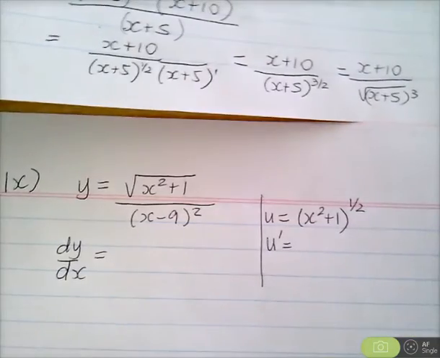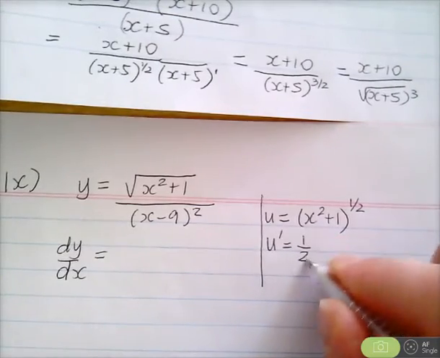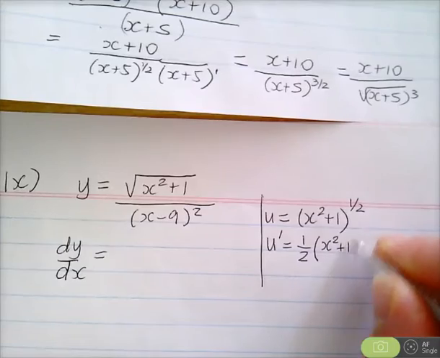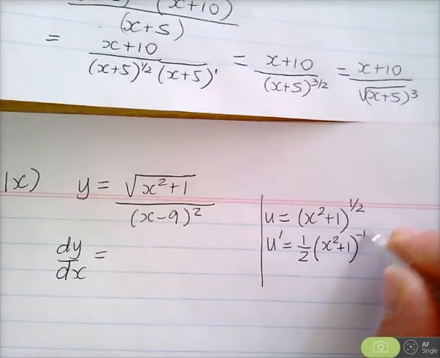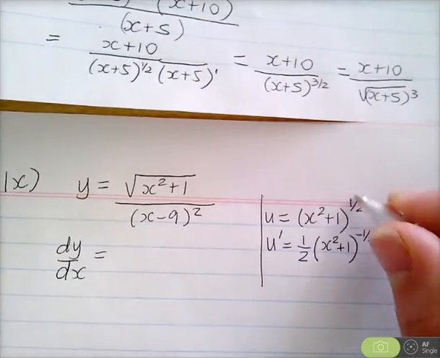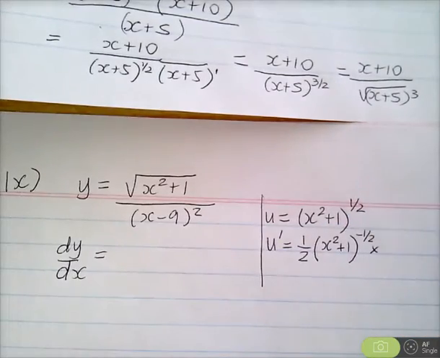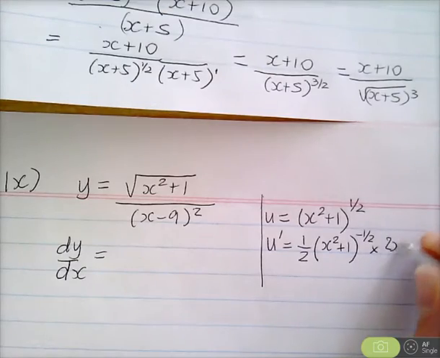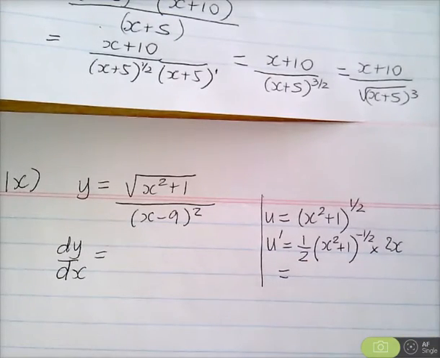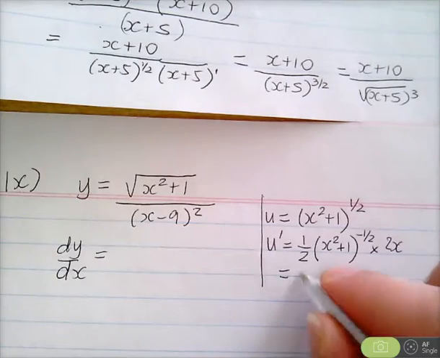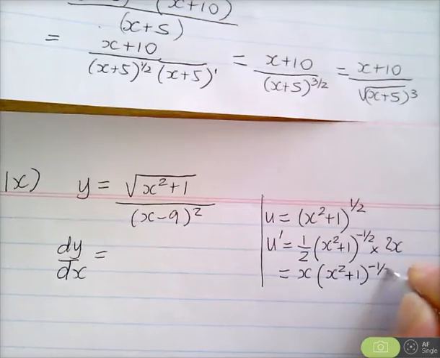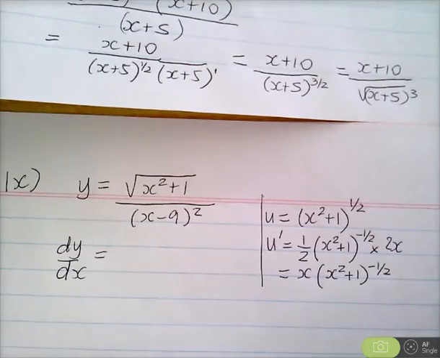U dash. Bring the half to the front. What do we do? To the negative a half. Bring it down, write it out, drop the power by 1 times by the derivative inside, 2x. Now what happens with the 2x and the 2? You just get x bracket x squared plus 1 to the negative a half. That's what u and u dash are.